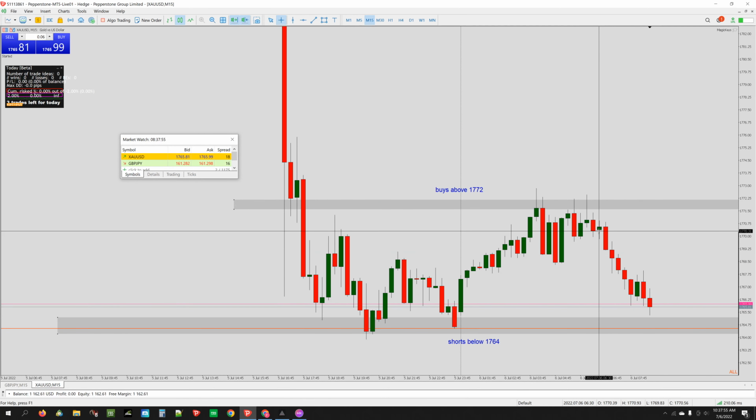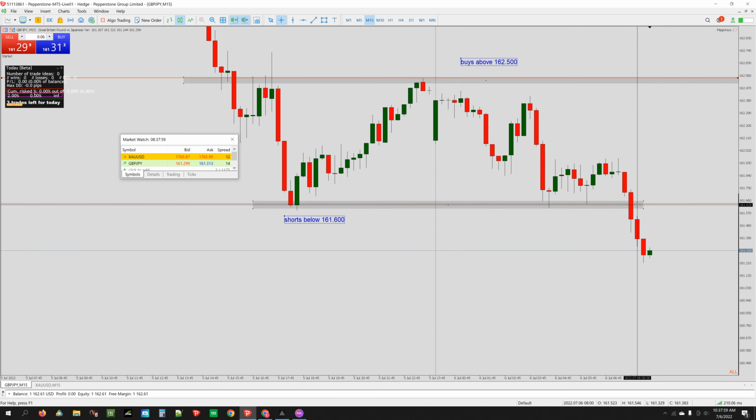Gold is in consolidation. GBP/JPY has broken below the 161.600 area, but the whole idea is there are 22 minutes left in pre-London, so we are basically waiting.